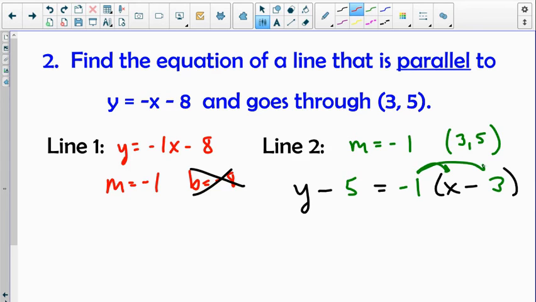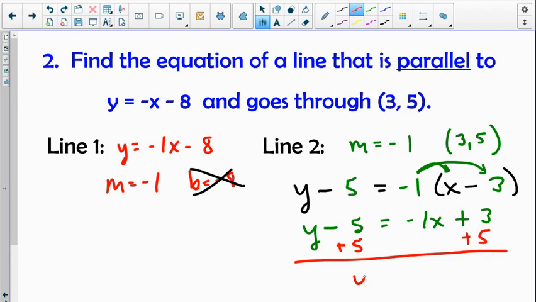Now I want to transition this into slope-intercept form. So I do a little solving. Distribute on the right-hand side. I get -1x plus 3. I need to solve to get y by itself, so I add 5 on each side.